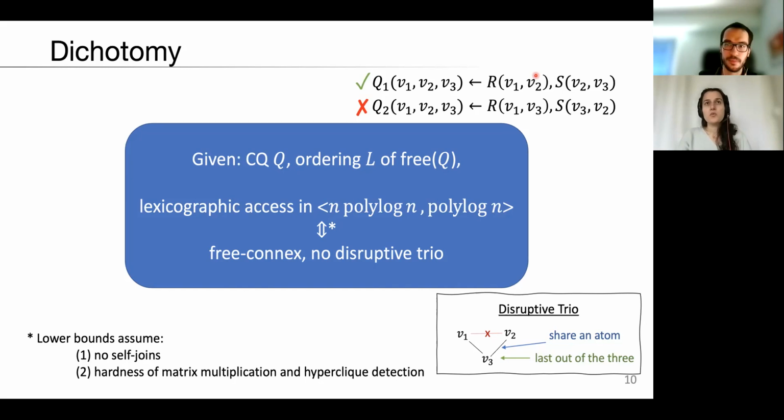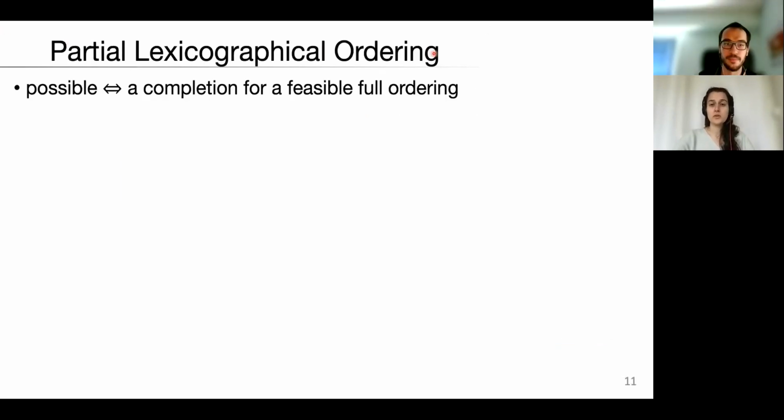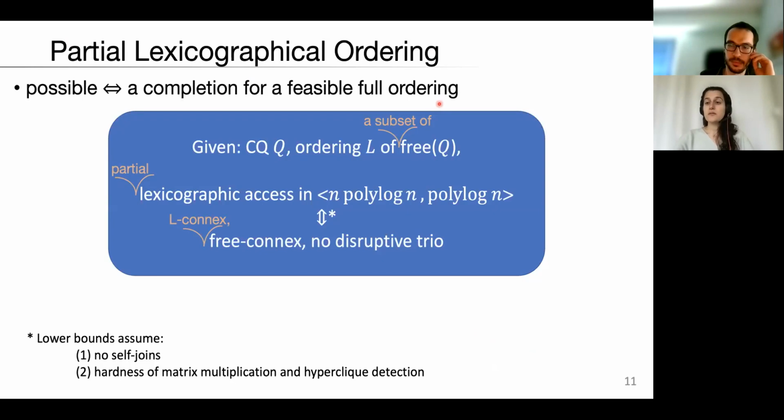We need to show that it's not possible to solve the partial orderings in a different way where the ties are not broken in lexicographic order. And indeed, this is what we show. We show that all tractable partial lexicographic orderings can be achieved using a completion to a full order. So the dichotomy we get is similar to what we had before. And here we identify the partial orders that can be completed to a tractable full order. So we're given a query and an ordering of some of the free variables. And to achieve partial ordering, in addition to the requirements we had before, we need the query to be L-connex, where L is the variables that we care about the order of.